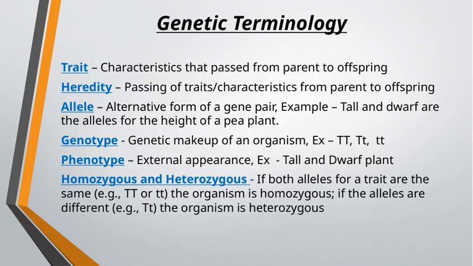It's important to understand the difference between homozygous and heterozygous. If both alleles are the same, such as TT or tt, the organism is homozygous. If the alleles are different, like Tt, then the organism is heterozygous. All of these concepts are fundamental as we continue to explore how traits are inherited and expressed in living organisms.